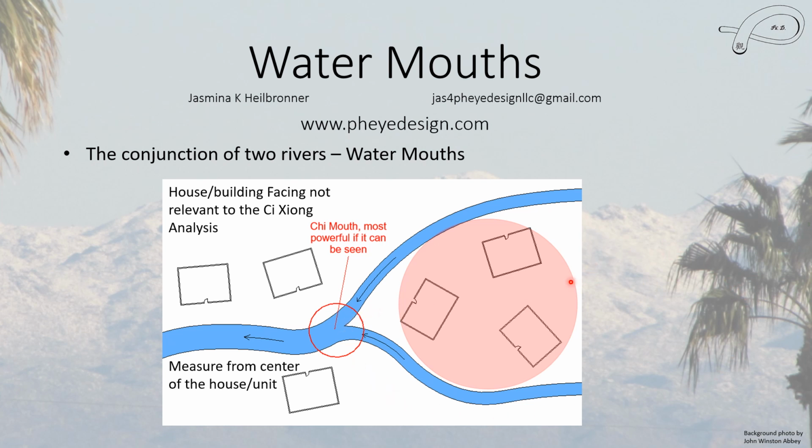That is half of it. The other half is, where is your main door located? Which sector, which subsector is your main door located in, again, from the center of your house? These buildings here do not receive any Qi from this Qi mouth because they are downstream.